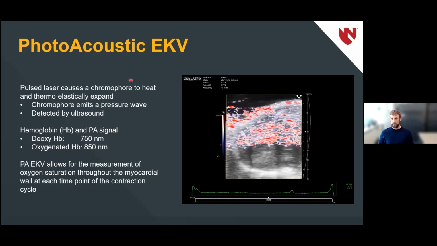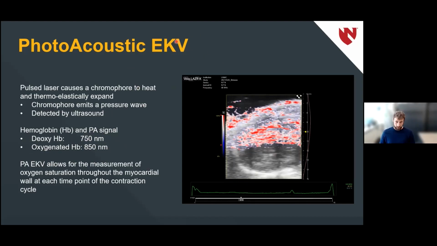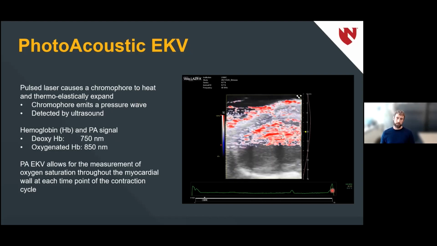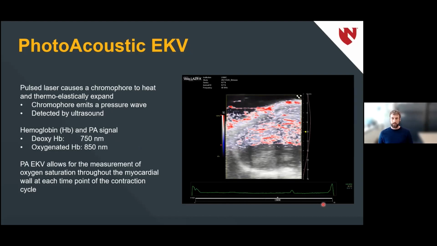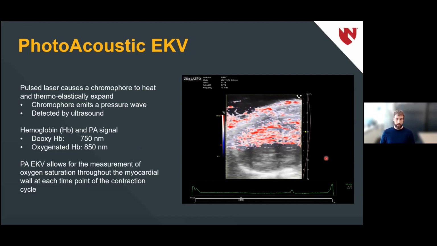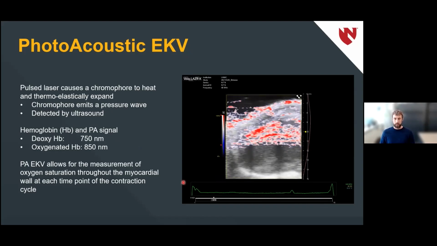The EKV is ECG-gated kilohertz visualization, where we'll take multiple cardiac cycles and we'll average them based on the ECG trace. This allows us to increase the frame rate from approximately 5 frames per second to hundreds of frames per second, and can allow us to see dynamic changes throughout that cardiac cycle.